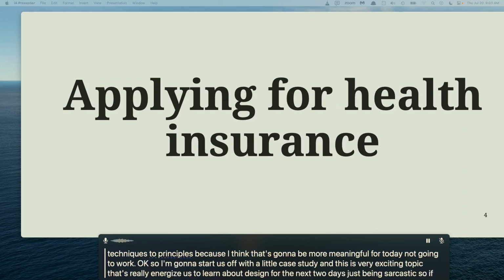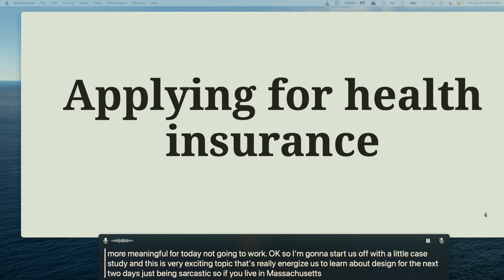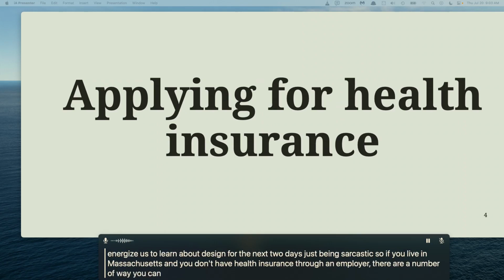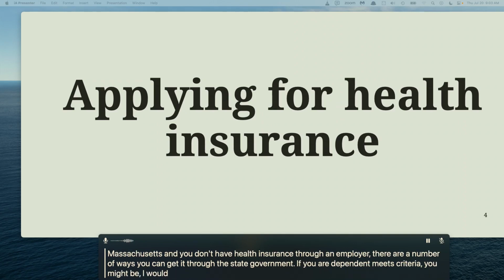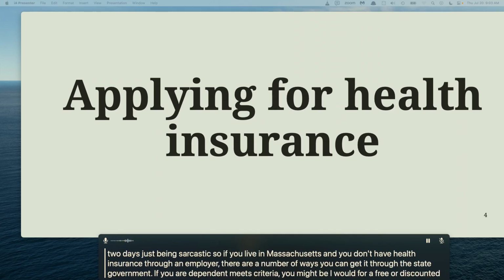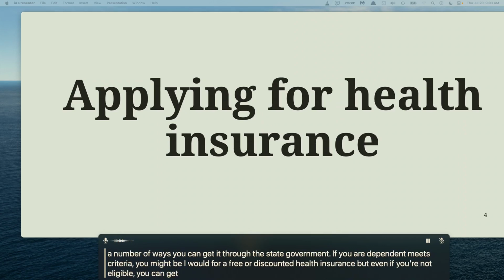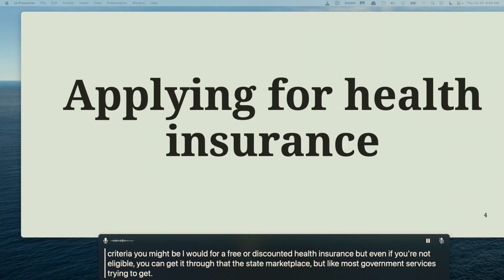So if you live in Massachusetts and you don't have health insurance through an employer, there are a number of ways you can get it through the state government. If you or a dependent meet certain criteria, you might be eligible for free or discounted health insurance. But even if you're not eligible, you can get it through the state marketplace. But like most government services, trying to get through their process can be pretty confusing and frustrating.